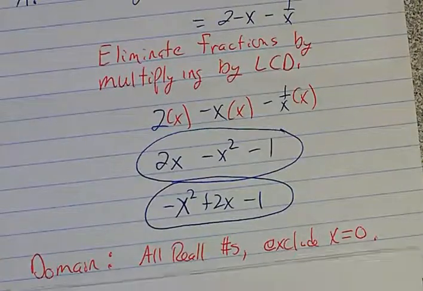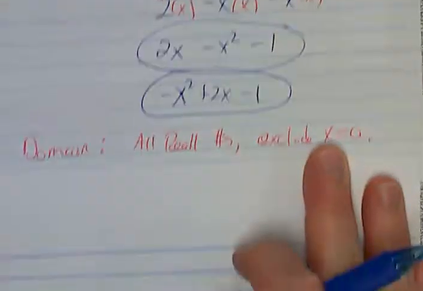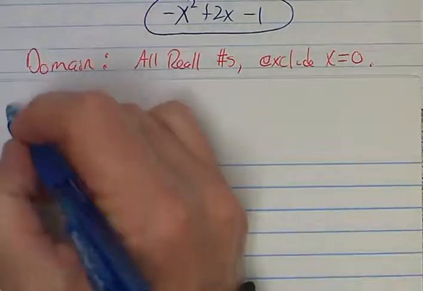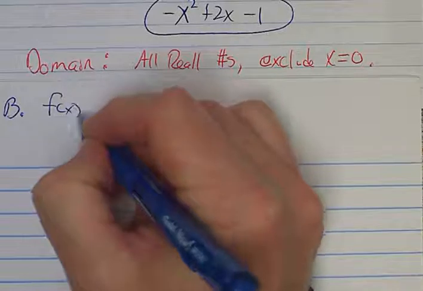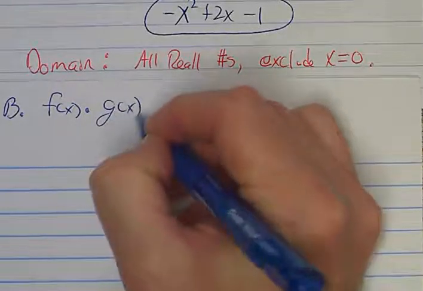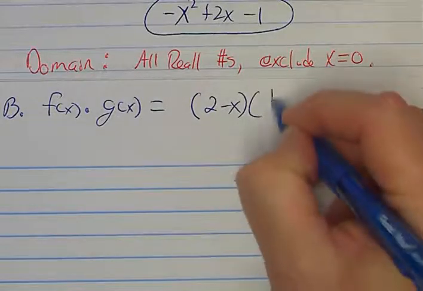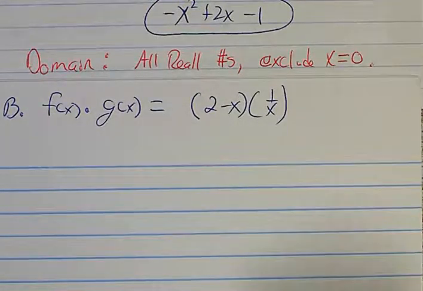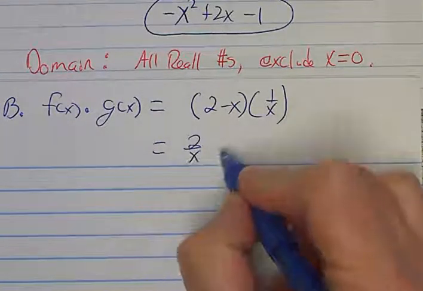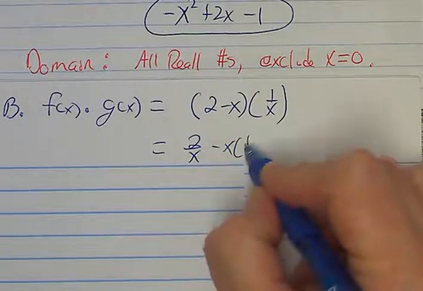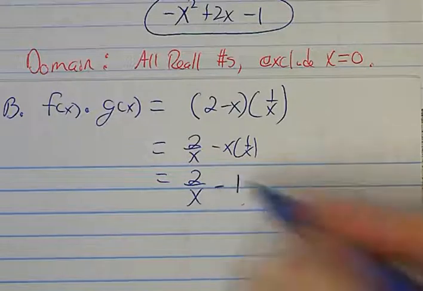Okay, for the b part on this one, we're going to do multiplication again. So we're going to do f of x times g of x. So that's going to be 2 minus x times 1 over x. So that's 2 times 1 over x, just doing distributive property. When you do the x times 1 over x, the x's will cancel. So that's 2 over x minus 1.